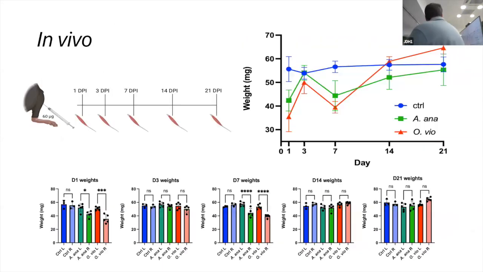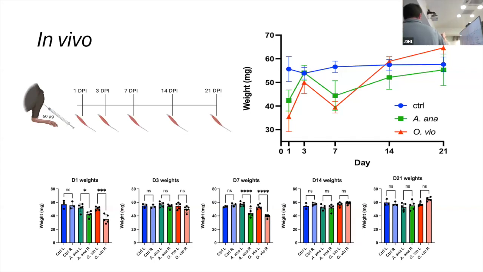Okay. So following this, we wanted to see whether we could see the same effect in vivo. So we injected 60 micrograms of each venom into the right tibialis anterior of a mouse. And we dissected the animals at day 1, 3, 7, 14, and 21. These time points tie in with different processes of regeneration.